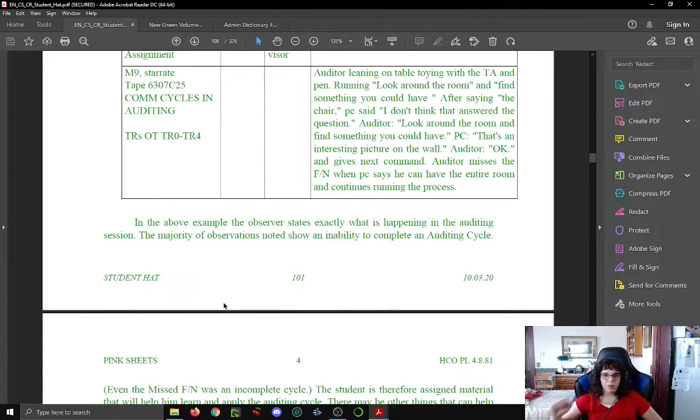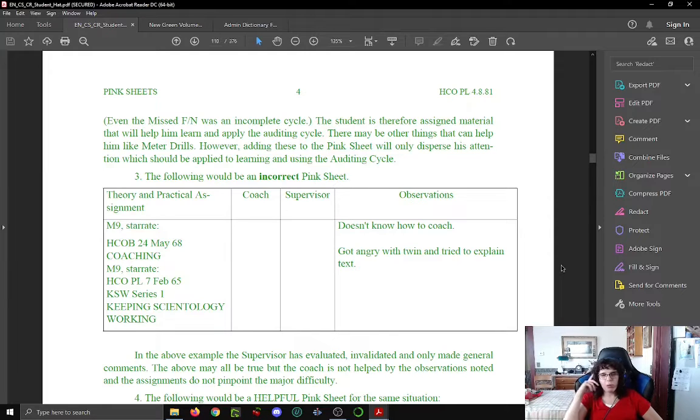In the above example, the observer states exactly what's happening in the auditing session. The majority of observations noted show an inability to complete an auditing cycle. Even the missed floating needle was an incomplete cycle. The student is therefore assigned material that will help him learn and apply the auditing cycle. How many times can you say cycle? There may be other things that can help him, like meter drills.